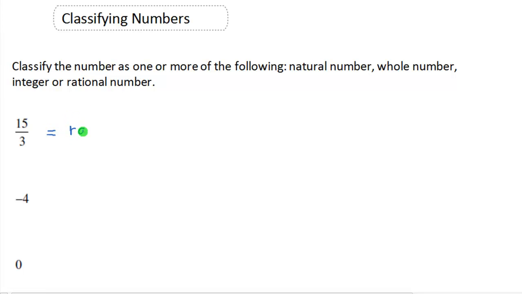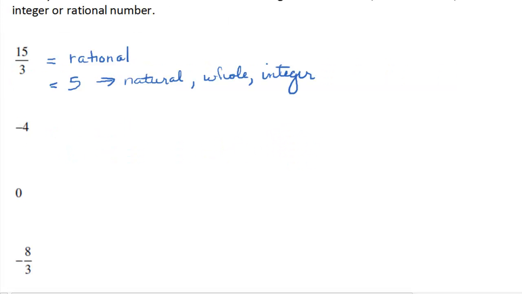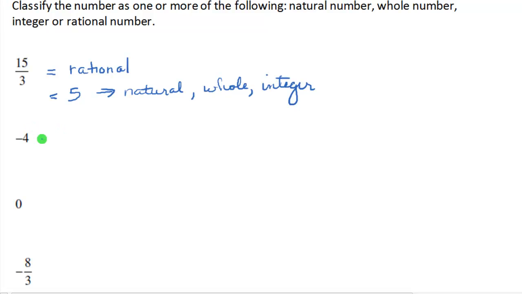Okay, now we're going to classify these. So 15/3, we can tell that that's definitely a rational number because it's a ratio of 15 and 3, which are integers. We can also simplify 15/3 and get 5. So that means that this is also a natural number, part of our counting numbers, which means that it's part of the whole numbers and also part of the integers. So 15/3 is all 4 of those classifications.